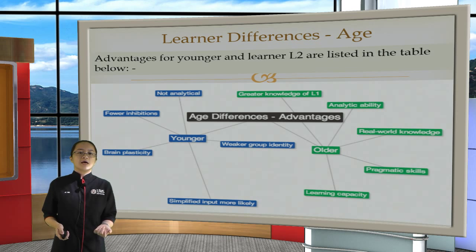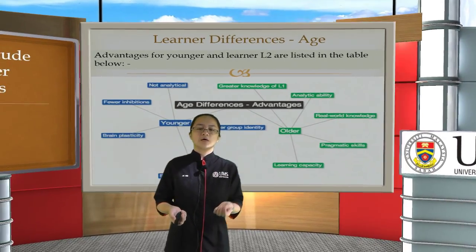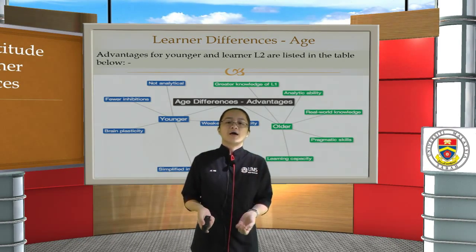And finally, they use simplified input. So grammatical rules are not very difficult. They're actually very simple. So once they are able to digest and store that input, it is very easy for them to absorb the language.